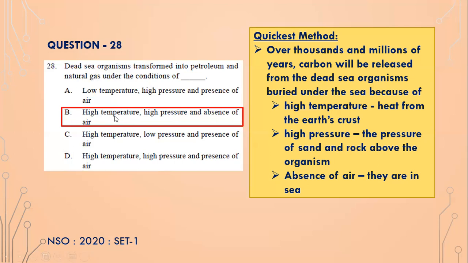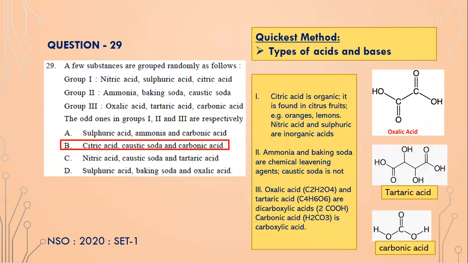and because of the high depth and because of the high temperature, because as you go deep the temperature of the earth's crust will increase, because of the high temperature and high pressure and absence of air, isn't it? Because in the depth of the land there is no air. As you go deep into the earth there is no air. So because of this the organism, because of the decomposition process, because of the carbonization process, it will turn into petroleum and natural gas.